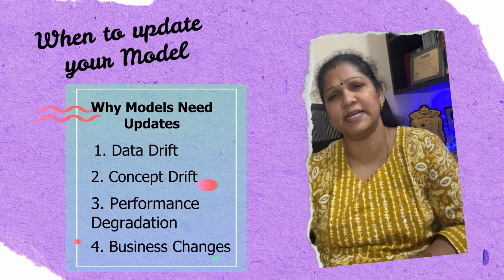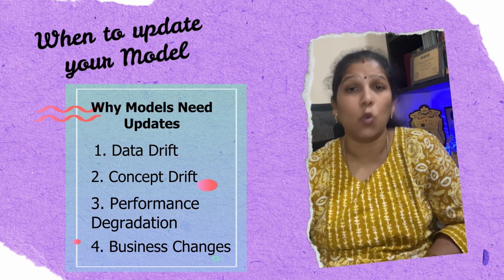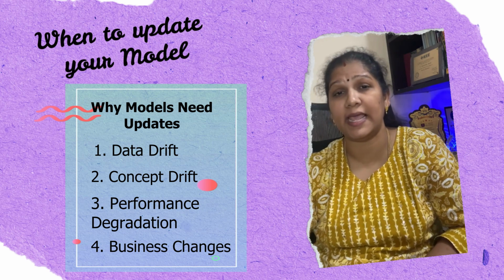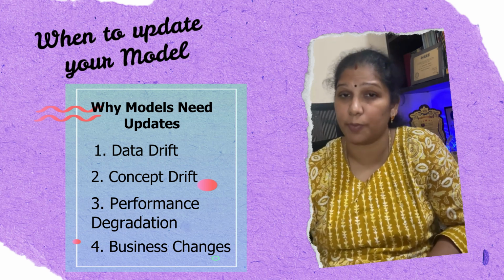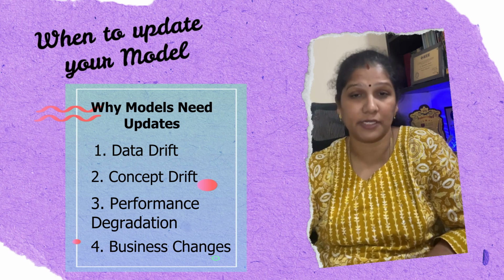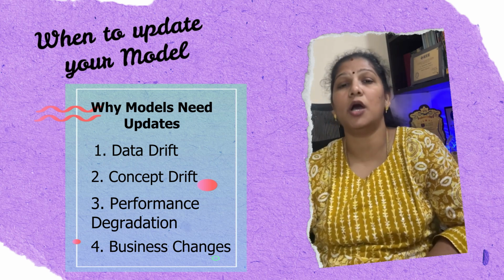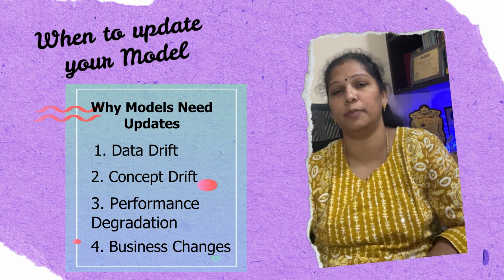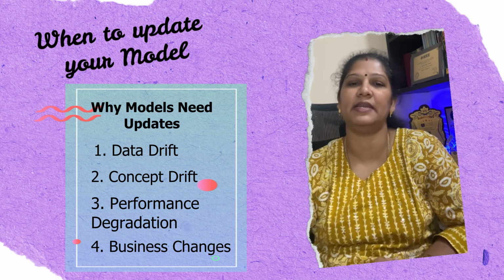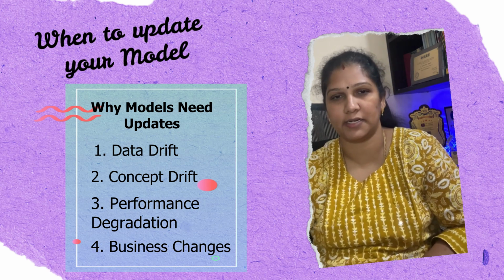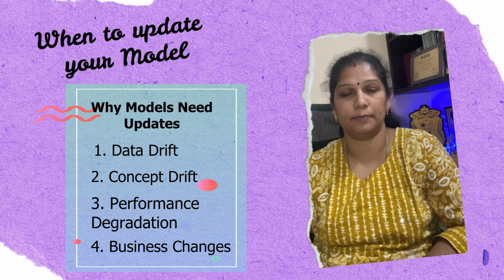Actually, why do models need updates? Yes, dear friends, the first one is data drift. Over time, the data your model is exposed to might change. For example, if you're predicting customer behavior based on purchasing patterns, new trends, seasonal changes, or shifts in the economy could affect customer action. This shift in data distribution is called data drift and may require you to retrain or adjust your model.